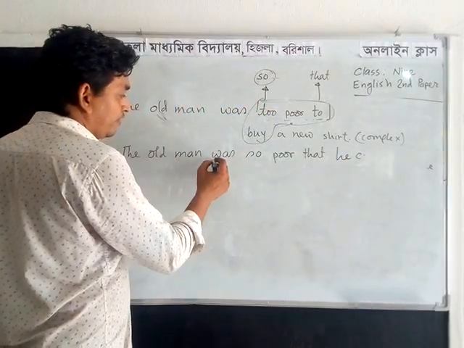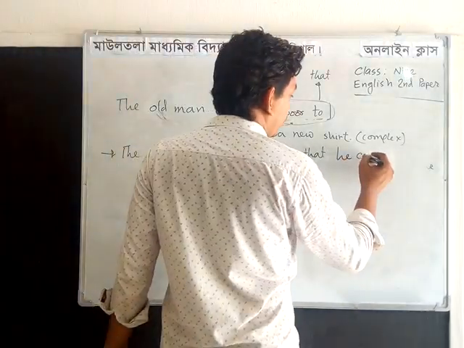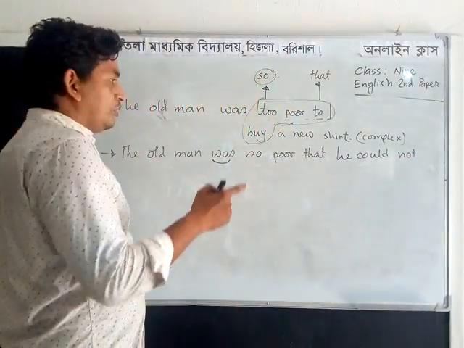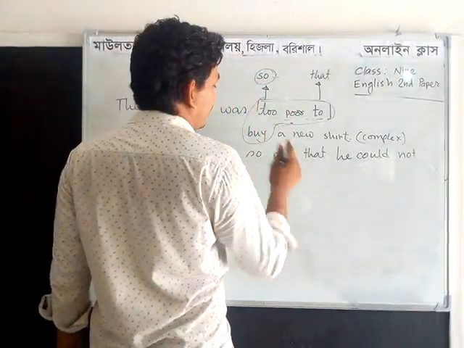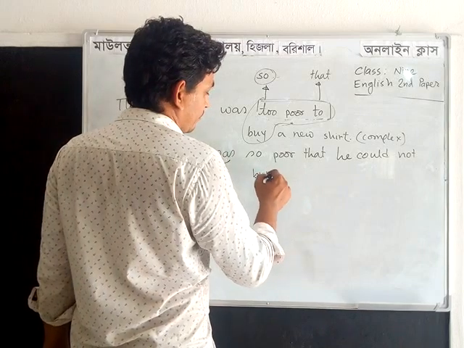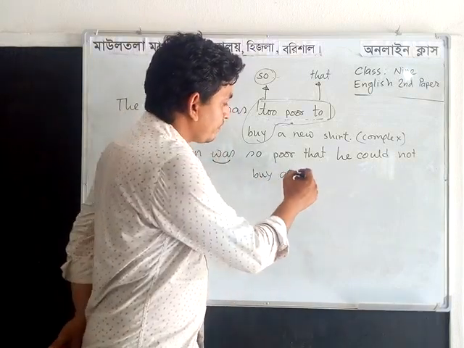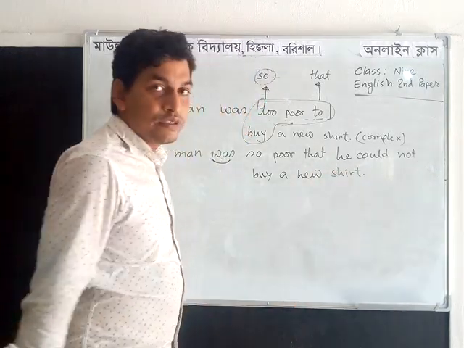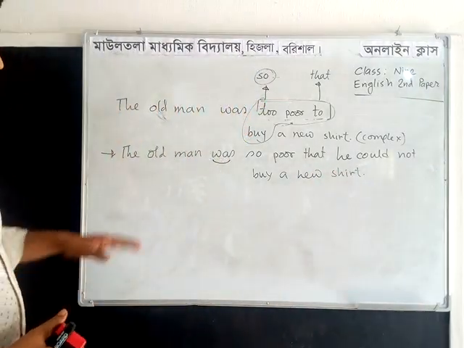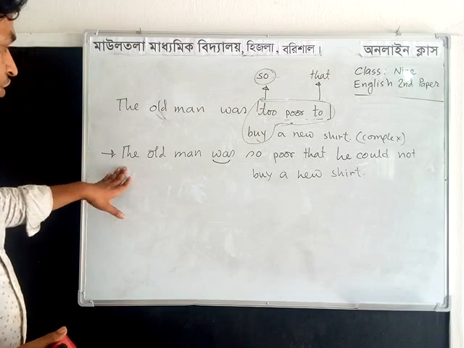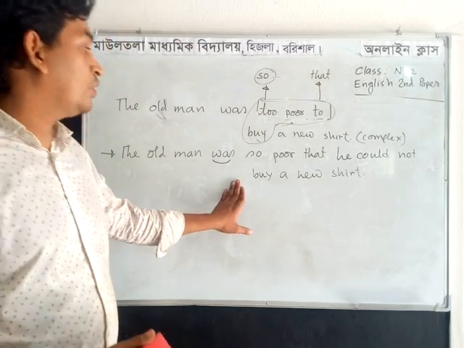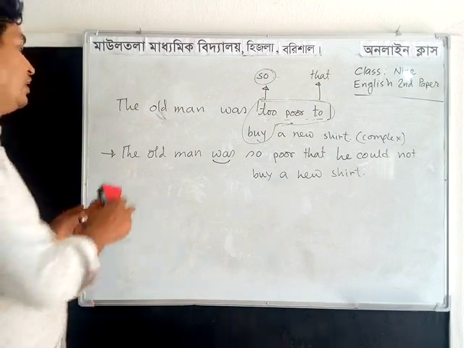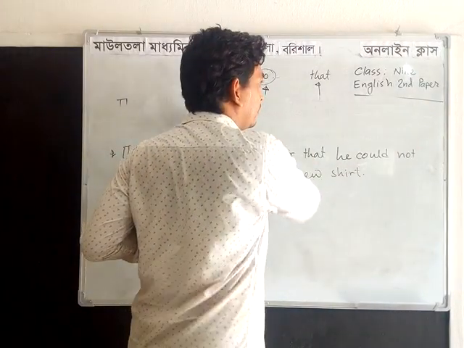Thus the past form is "was", so we have to write here "could not". He could not buy a new shirt. Students, I think this is easy and clear to you. The old man was so poor that he could not buy a new shirt. Okay, let's enjoy another example.